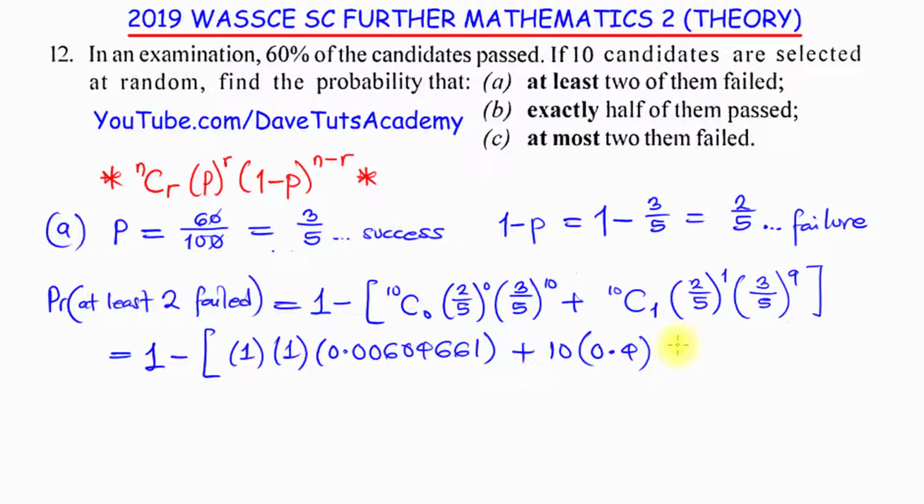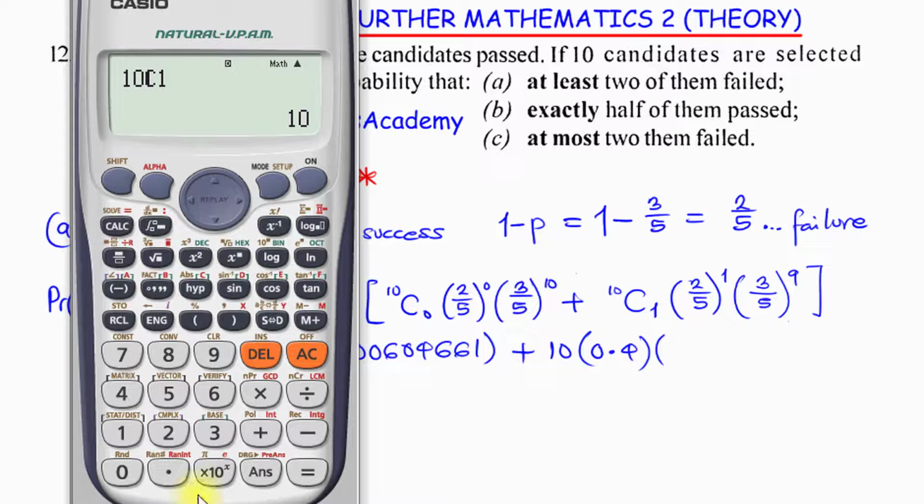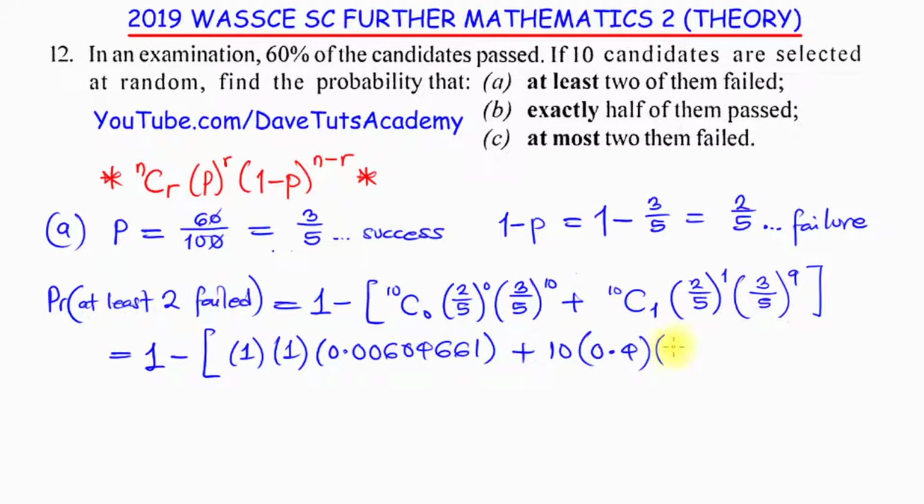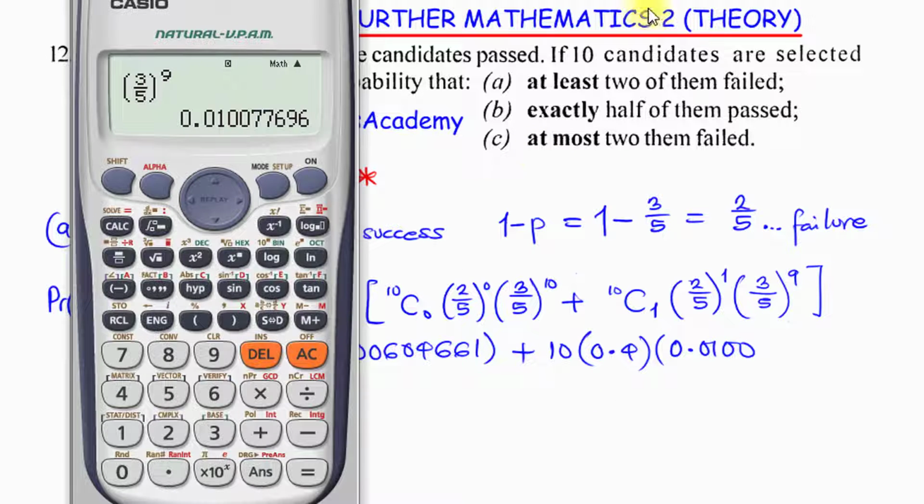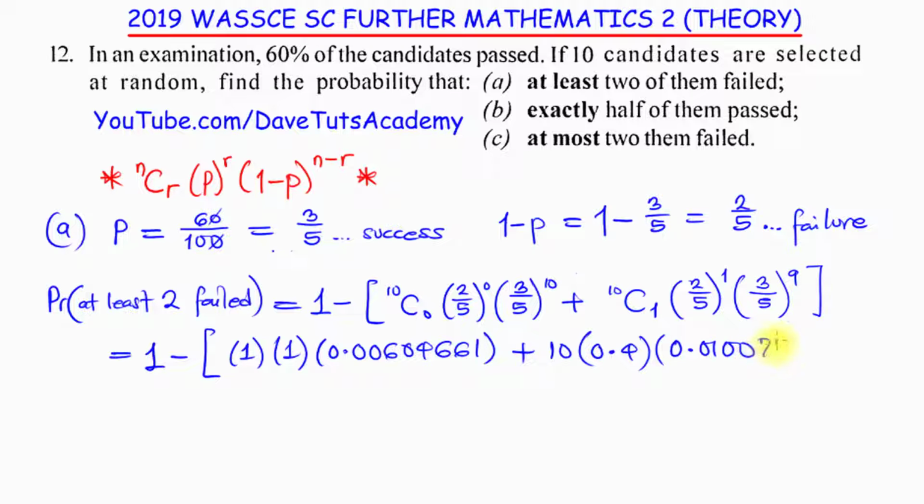Then 3/5 raised to power 9, we can evaluate with the calculator to say we have, let's open our bracket. Here we have 3/5. And close that bracket. Then raised to power 9, that's what? 0.010077696. So this is the expression for that particular probability.